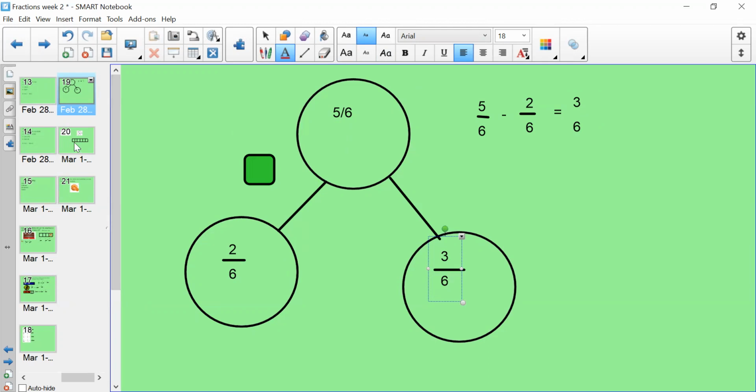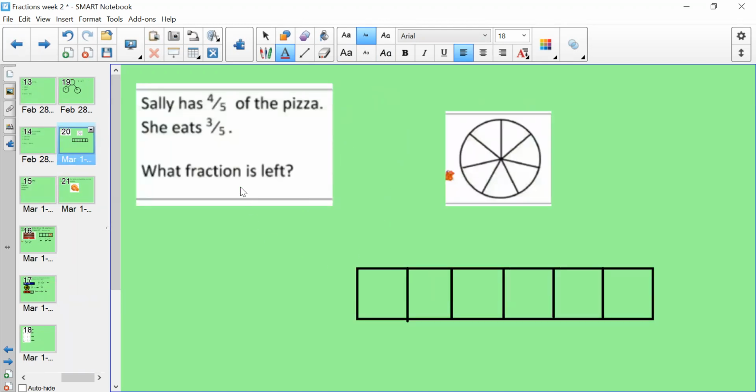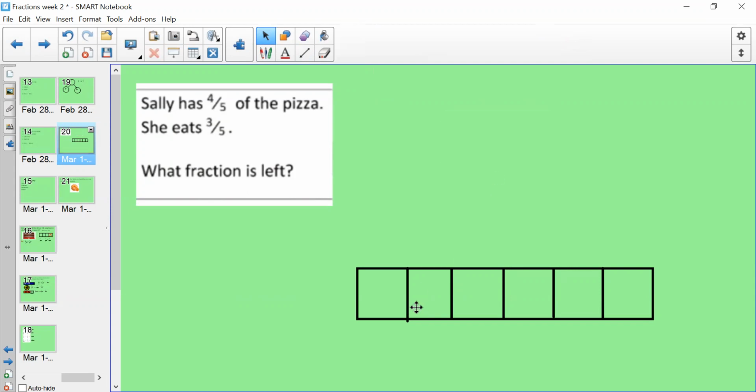Okay, and then for the last activity, we are going to look at a word problem with subtracting fractions. So we've got Sally has 4/5 of a pizza. She eats 3/5. What fraction is left? Okay, and I'd actually like you to use the model below to help you work out this answer.